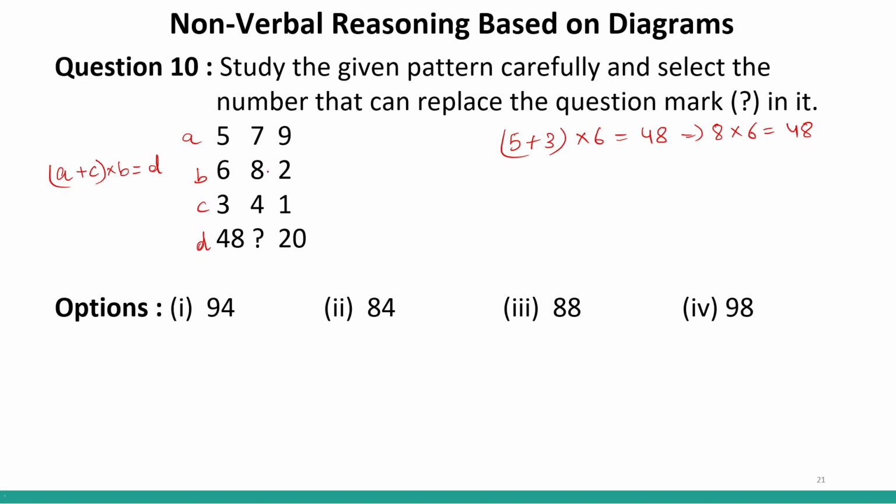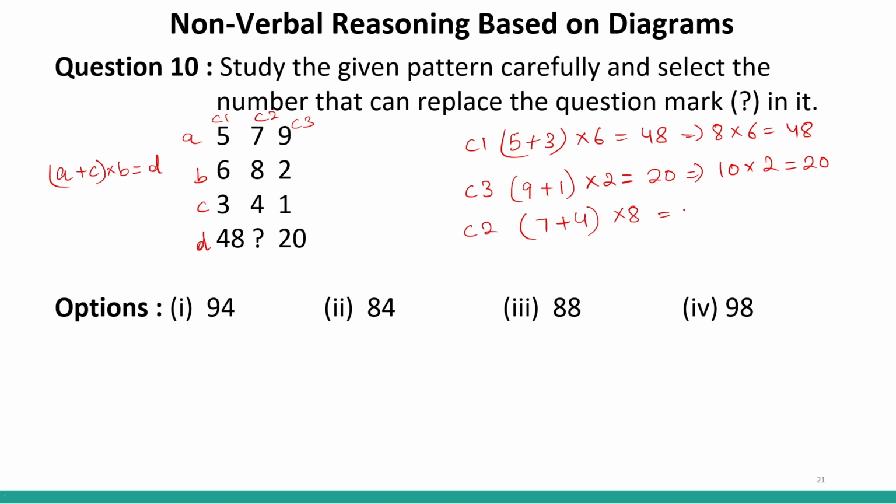Okay. Now let us look at column 3. So this was for column 1. Column 3: 9 plus 1, that is A plus C, into 2. So this should give me 20. So 10 into 2 will give me 20. So the logic follows for column 3 as well. Now let us check for column 2. So for column 2, A plus C will be 7 plus 4, into B, which is 8. So this will be how much? 7 plus 4 will give me 11. 11 into 8 will give me 88, which is D. So the answer will be option number 3, 88.